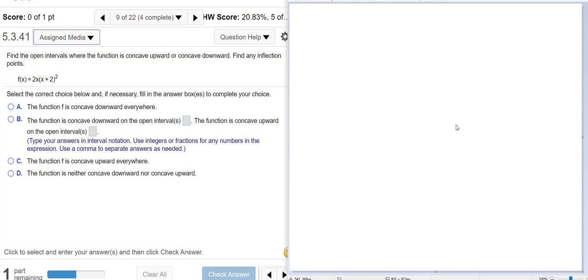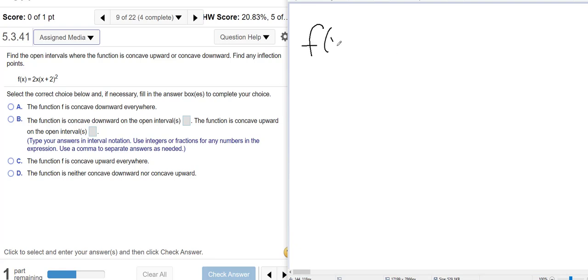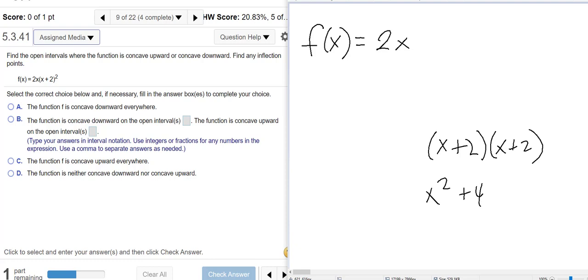Number 9, find the open interval where the function is concave up or concave down. Find any inflection points. For this function, I'm going to multiply it out because it's a lot easier and not nearly so messy. I'm going to take my x plus 2 times my x plus 2. That's x squared plus 4x plus 4, because remember, you foil that out. So this is going to be 2x times x squared plus 4x plus 4.